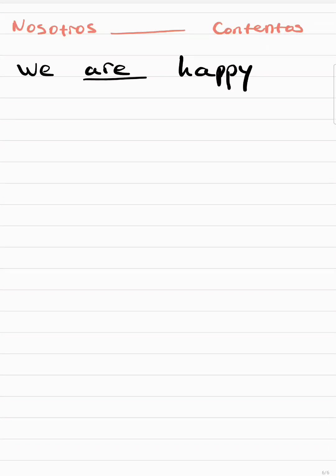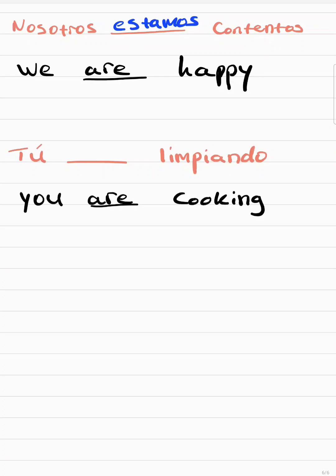Nosotros contentos. So this is a condition, right? We are happy would be estamos. Tú limpiando, you are cleaning. This is a present progressive, an action you're doing right now, would be estás limpiando.